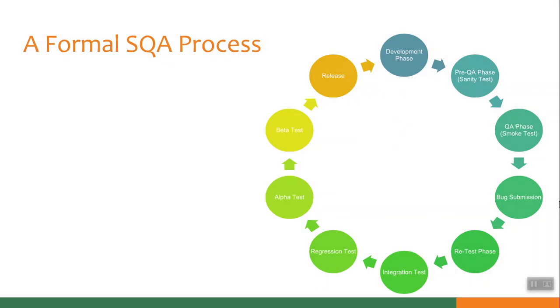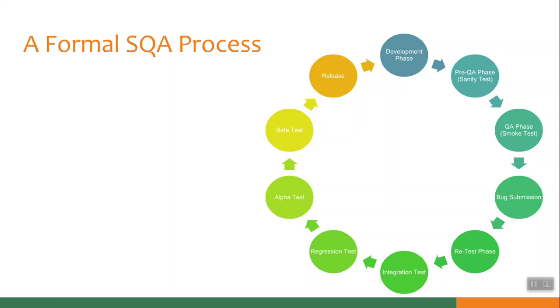This is a formal SQA process. A formal SQA process contains all these steps. The developers develop the software initially. Then comes the responsibility of the SQA engineers to test it. There are several types of testing to ensure quality.